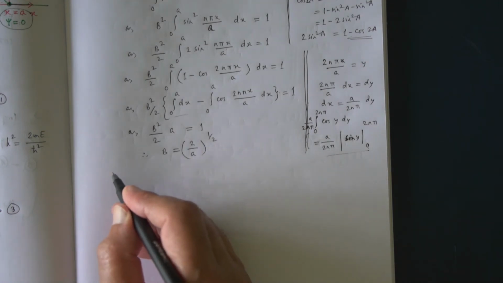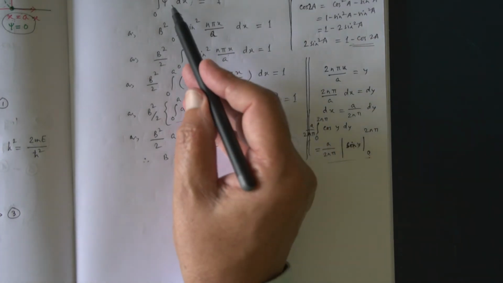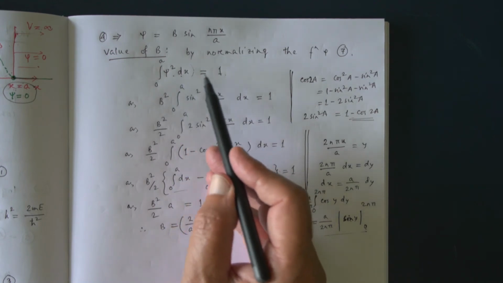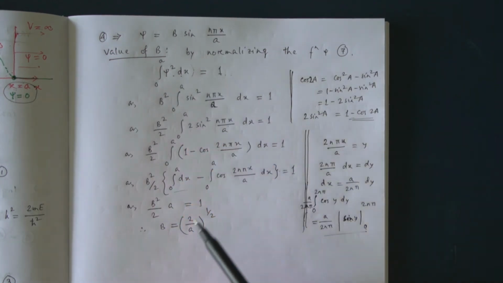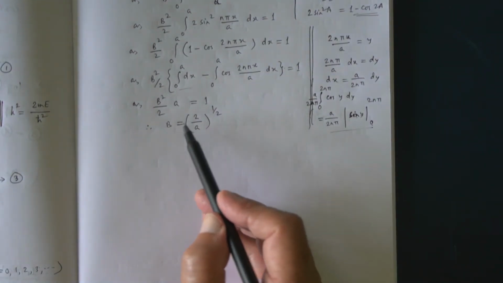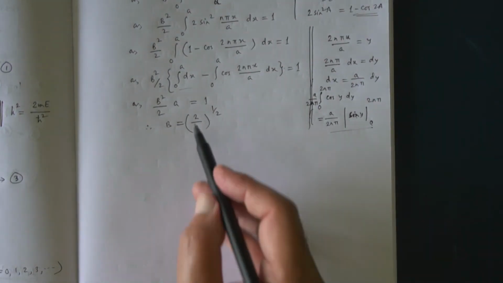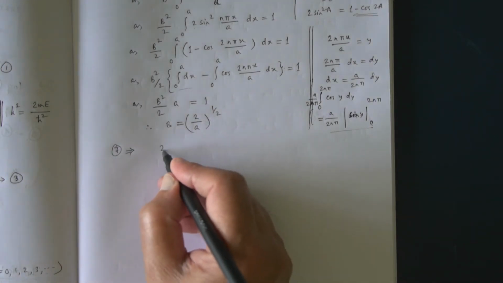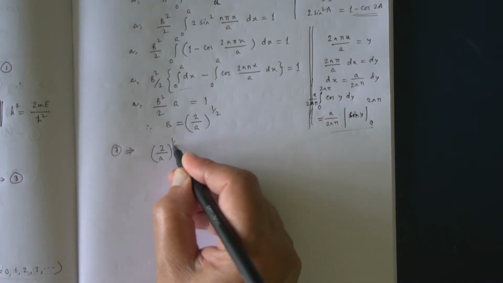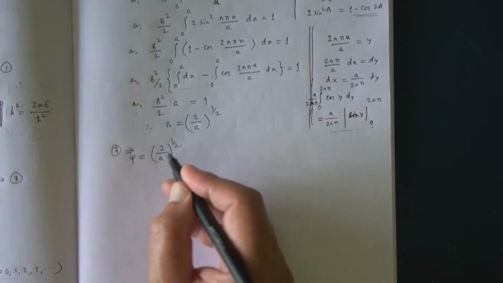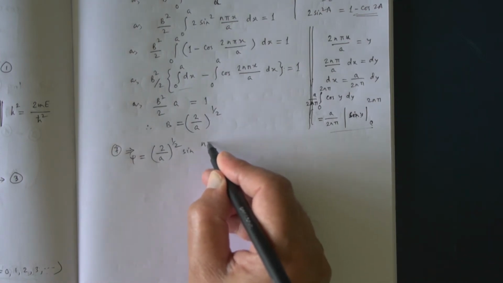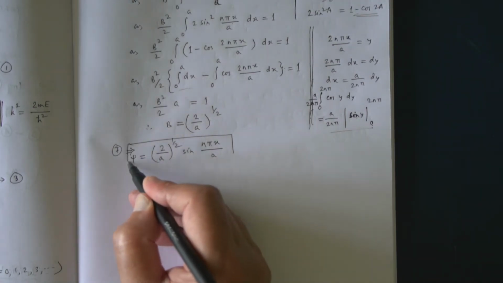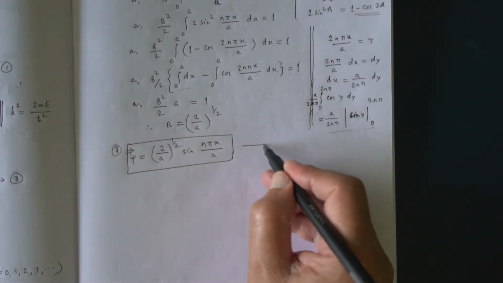So how have we got the value of b? By normalizing psi. So this is known as the normalization constant. Hence from 7, what is the value of psi? psi equal to 2 by a whole to the power half times sine n pi x by a. So this is the value of psi. This is number 8.